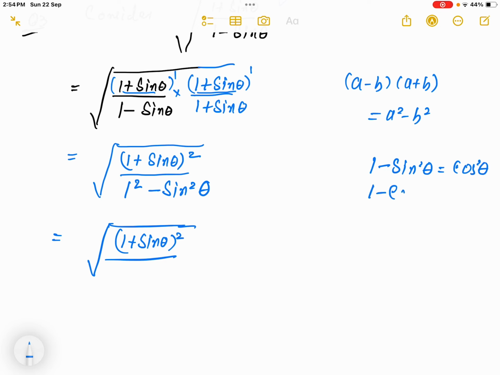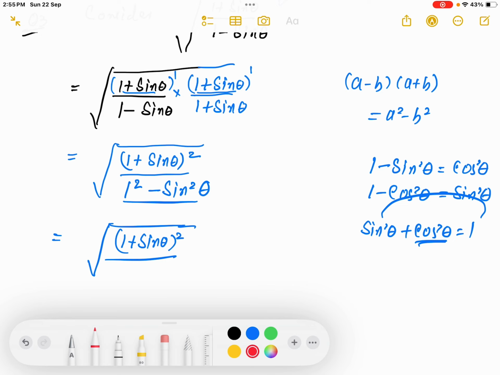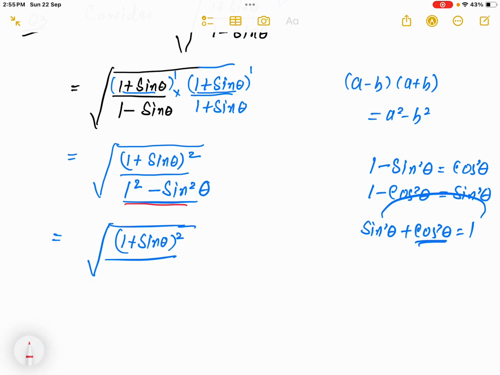And 1 minus cos square theta is equal to sine square theta, because sine square theta plus cos square theta is equal to 1. So sine square will be equivalent to 1 minus cos square, or cos square will be equivalent to 1 minus sine square. So in place of 1 minus sine square theta, I will write cos square theta.